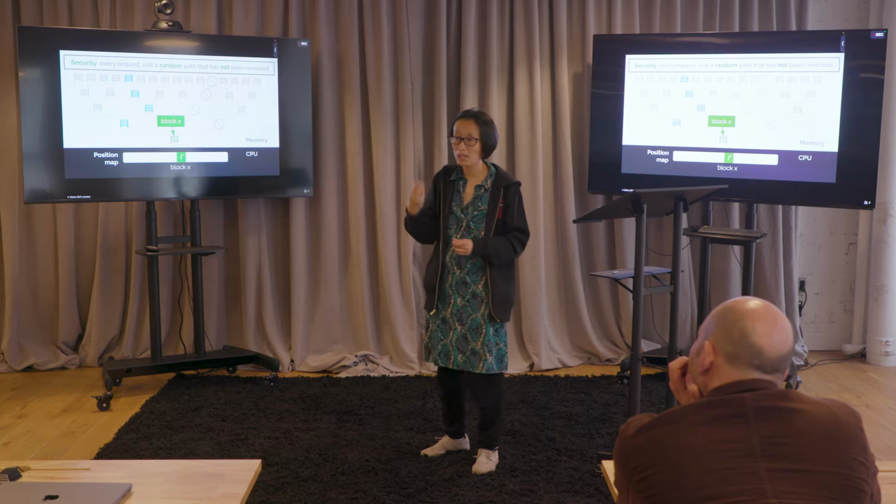It's because every time I make a request, I will go to a random path. And importantly, the choice of the path has not been disclosed before. And this is because when I write it back, I always write it to the root. So I don't disclose the choice. And this is why the scheme is secure.